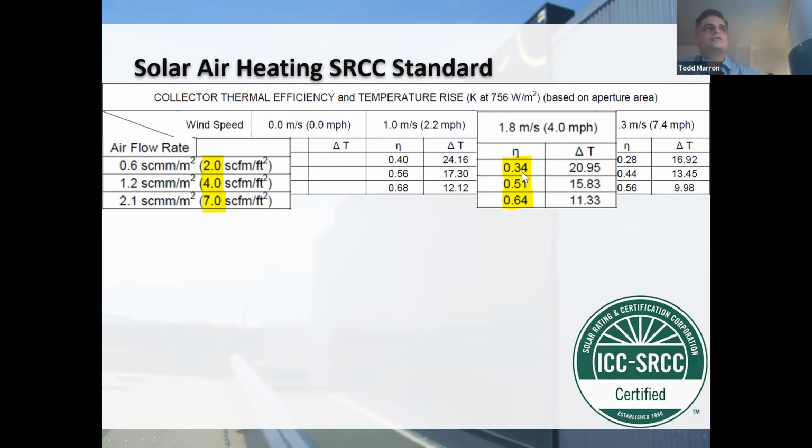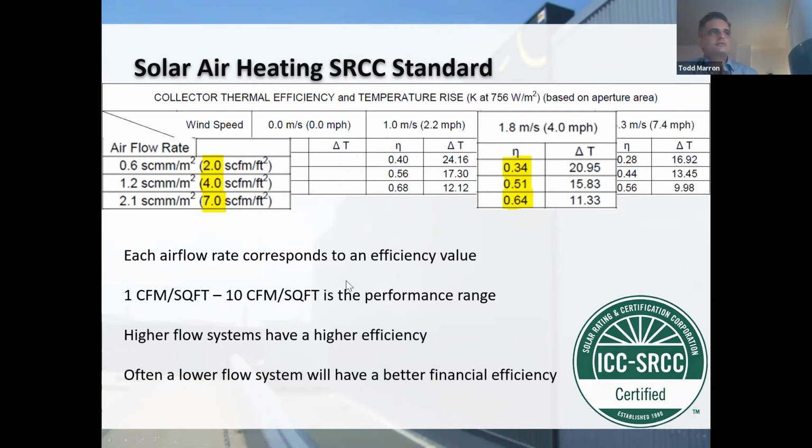So there's your efficiency, and it's very, very simple. You take the watts per square meter on that vertical plane, and then you multiply it by that efficiency, and now you've got your solar production. Simple as that. So just to summarize here, each airflow's got its efficiency value.